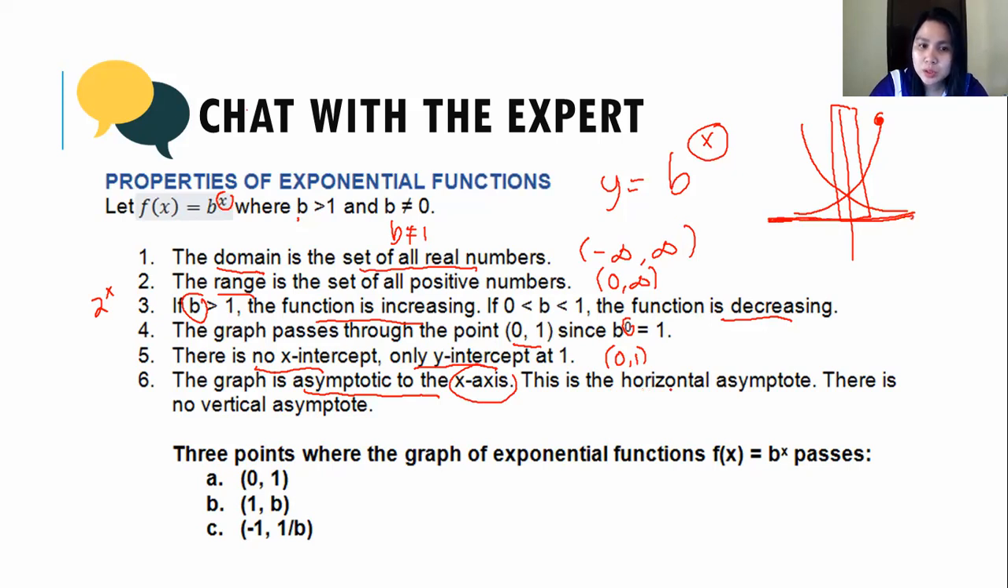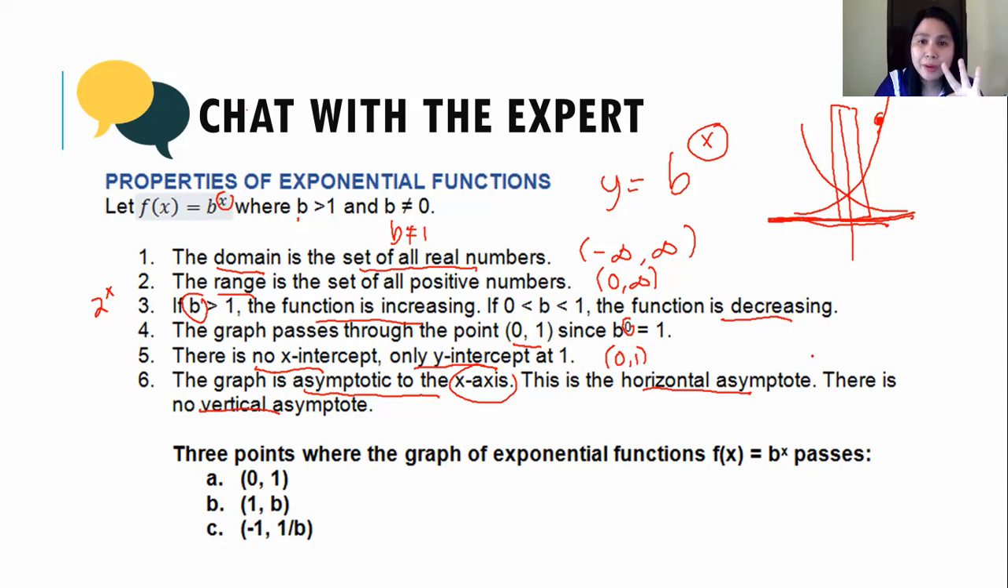And this is what we call the horizontal asymptote. However, there is no vertical asymptote. So it goes infinitely, passing all the y-axis. No vertical asymptote, but the horizontal asymptote is the x-axis.